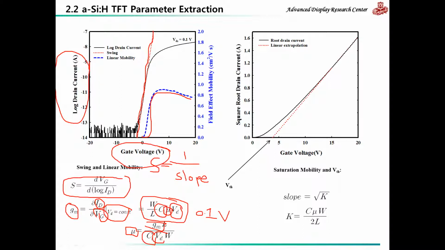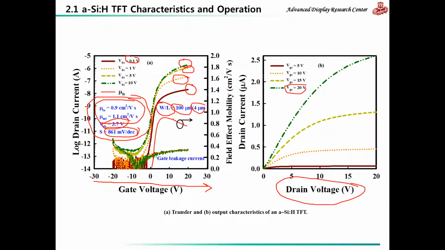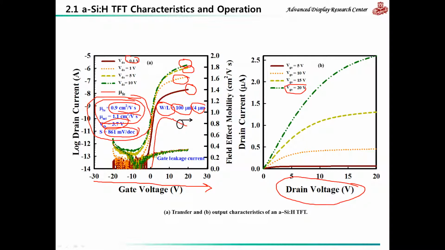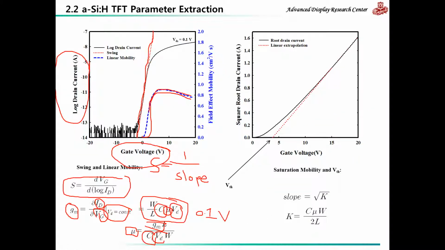Now the saturation mobility, you can see here we have the field effect mobility, which is obtained from this graph, and we also have the saturation mobility. Now how do we get the saturation mobility? The saturation mobility is extracted from the slope of the plot of square root drain current as a function of gate voltage.